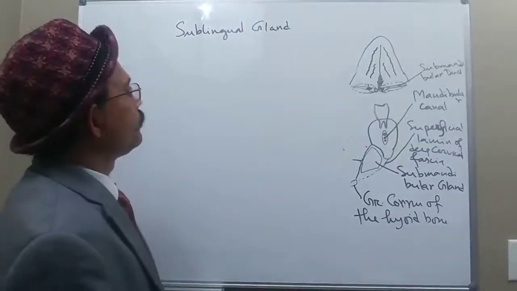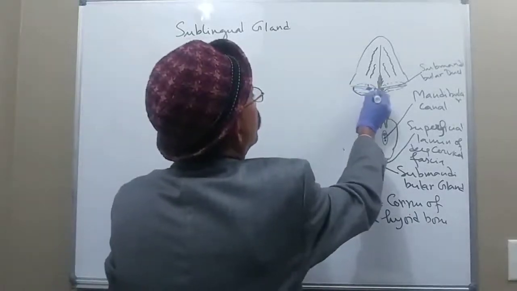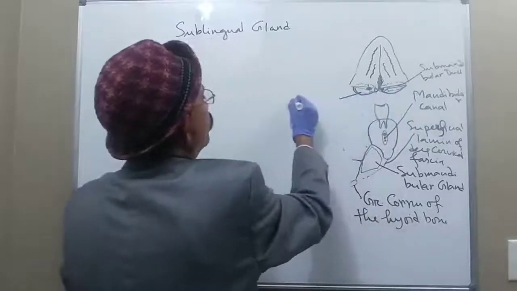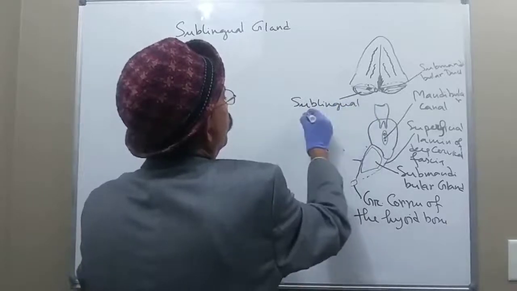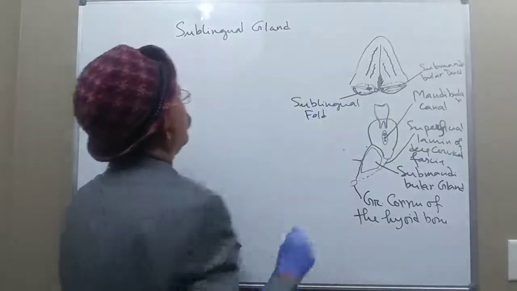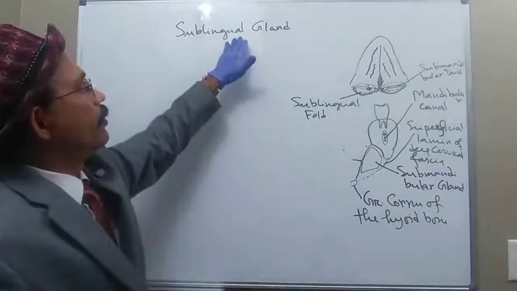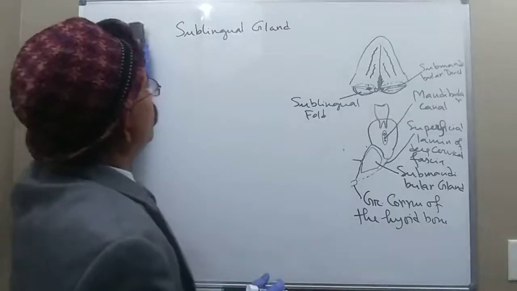So this is the sublingual fold. Sublingual folds. So we got that sublingual fold. On the crest of the sublingual fold, the sublingual gland ducts open. Okay. We got that.